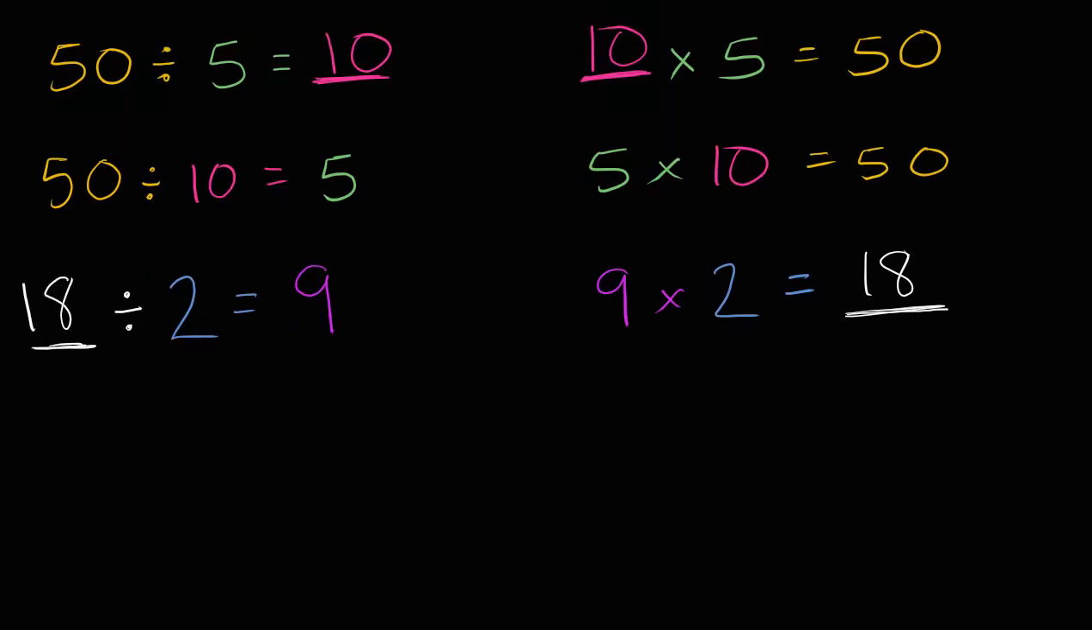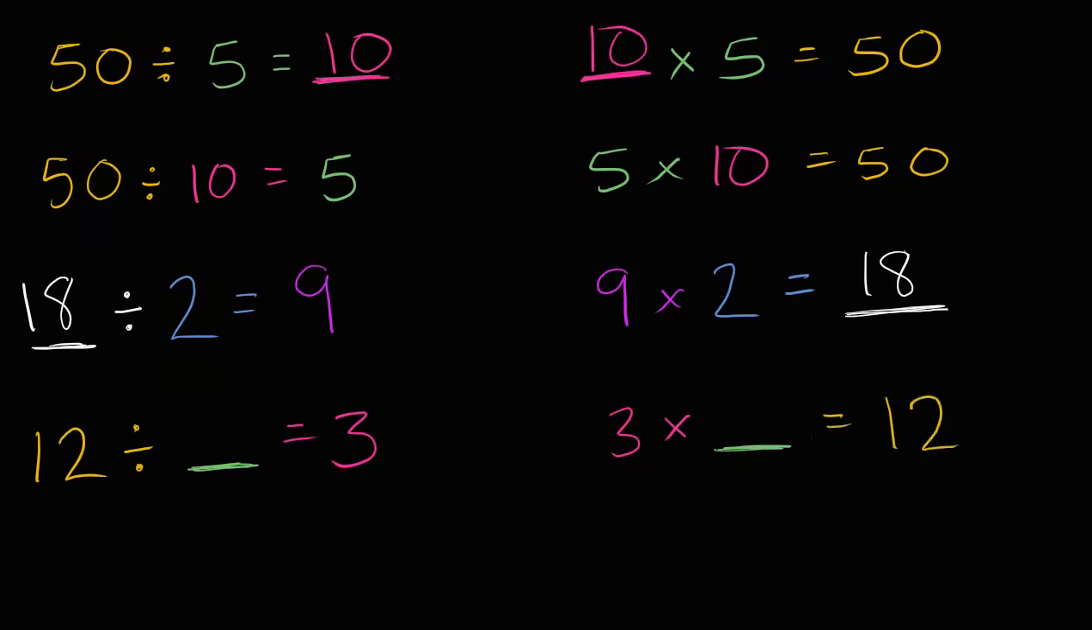Let's do one more of these. So someone walks up to you on the street and tells you that 12 divided by blank is equal to 3. What is blank going to be? Well, one way to think about this is 3 times blank is going to be equal to 12. 3 times this unknown number is going to be equal to 12.